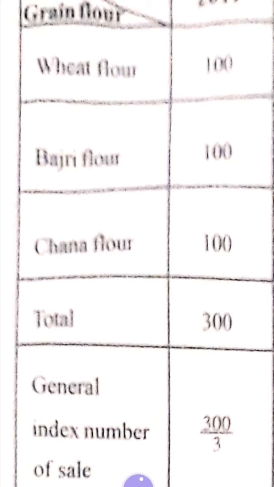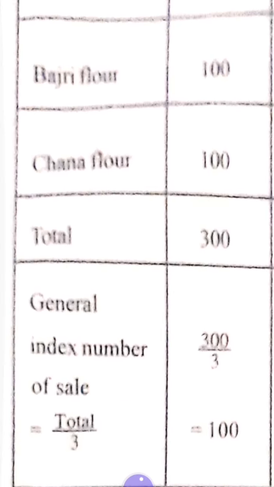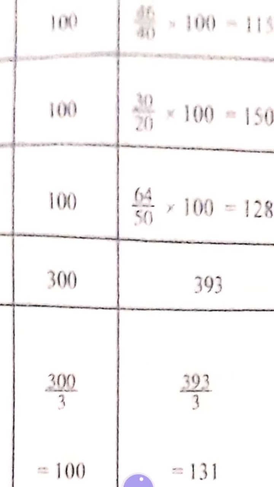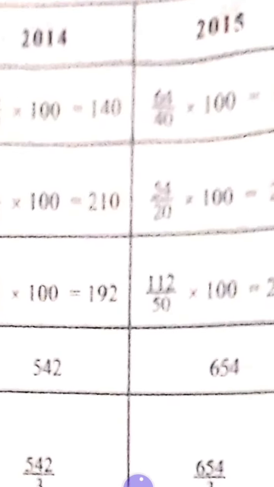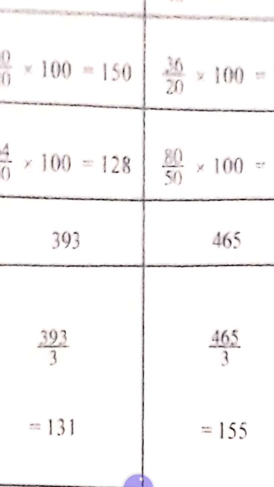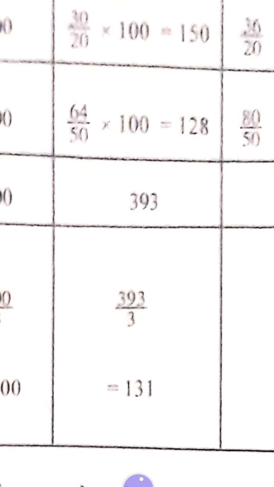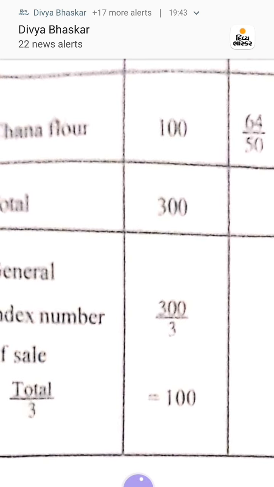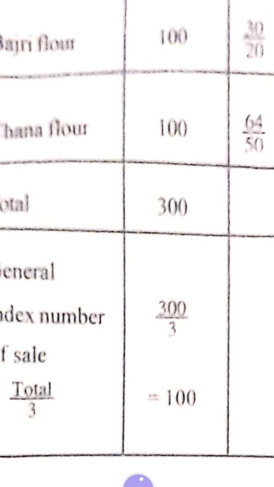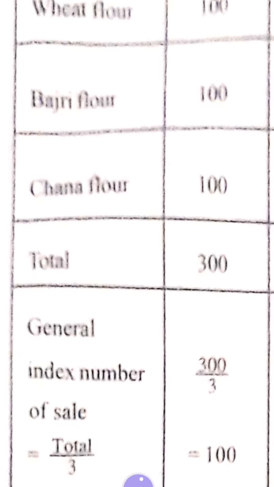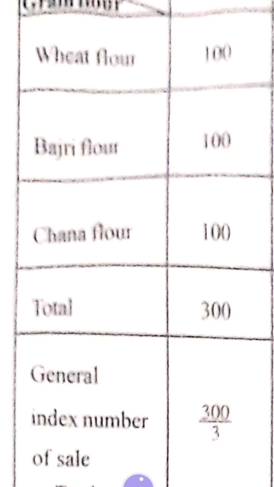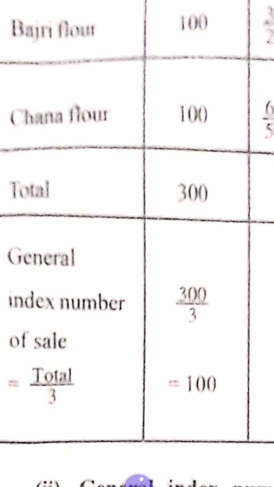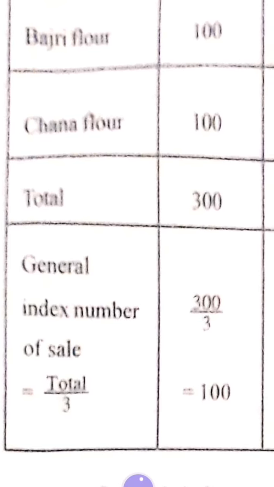Now the time comes to find the general index number. So over here we are going to take the total divided by 3. We have done the total over here, now we are going to divide it by 3. Again, why divide by 3? Because there are 3 items given to us. Which are those 3 items? You would find that is your wheat flour, bajri flour and chana flour. 3 items are there. That's why we are dividing by 3 in each and every year.